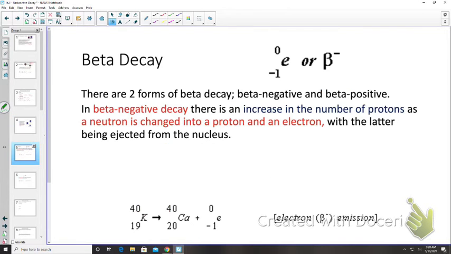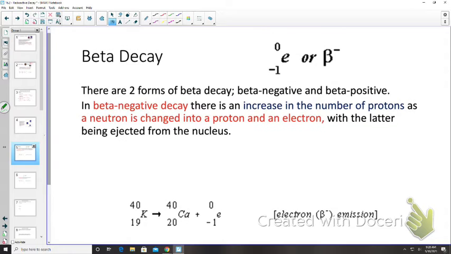Okay, the second type of decay is beta decay. Now, we have 2 different forms of beta decay: beta negative and beta positive. For beta negative decay, there is an increase in the number of protons as a neutron is changed into a proton and an electron, with the latter, the electron, being ejected from the nucleus. Okay, so this is beta negative.